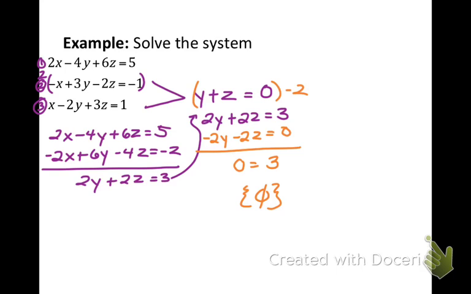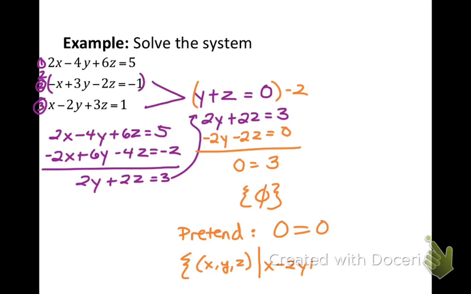Now, what would happen if this ended up being 0 equals 0? Then it would be all real numbers. So let's pretend that it ended up as 0 equals 0. Then our solution would be the set of x, comma, y, comma, z such that, and then we would go over here and find the most simplified standard form: x minus 2y plus 3z equals 1. So if you end up with one that has 0 equals 0, then your answer is going to be the set of the ordered triples such that, and then pick your most simplified standard form equation up there.